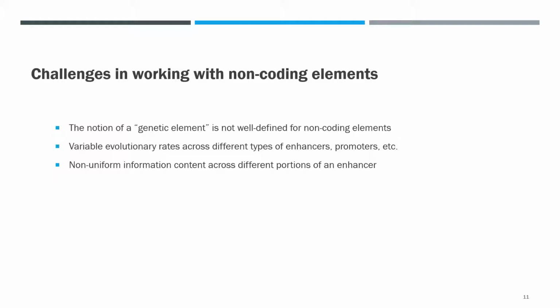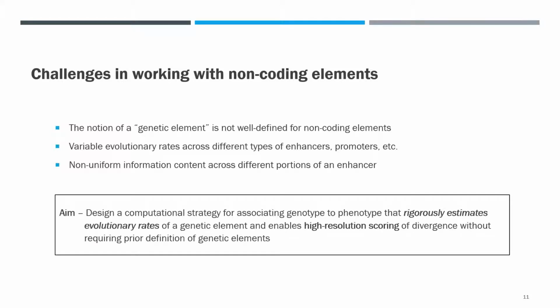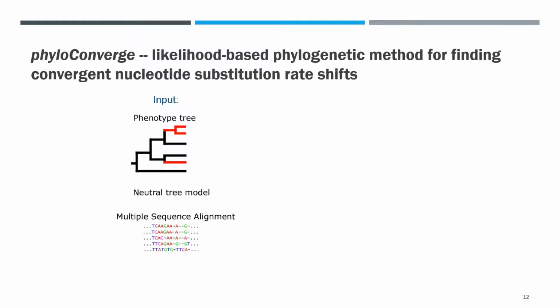And so given these challenges, the aim of the study is therefore to design a computational strategy for associating genotype with phenotype that rigorously estimates evolutionary rates of a genetic element and enables high-resolution scoring of divergence without requiring prior definition of genetic elements. And because of that, we then develop a method called phyloConverge, which is a likelihood-based phylogenetic method for finding convergent nucleotide association rate shifts. The method takes as input three things.